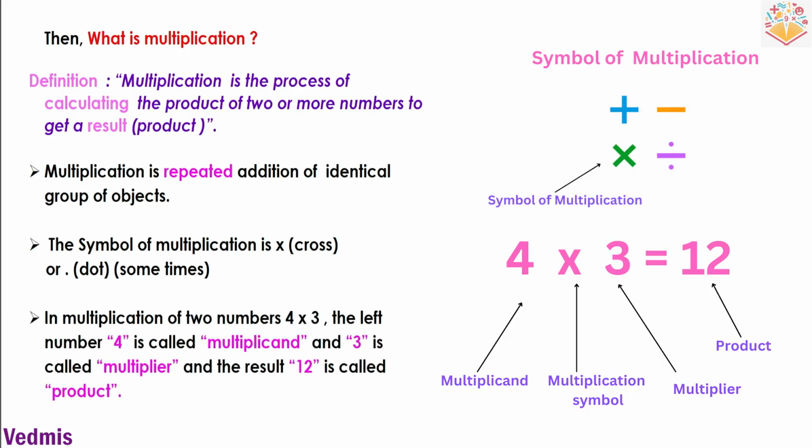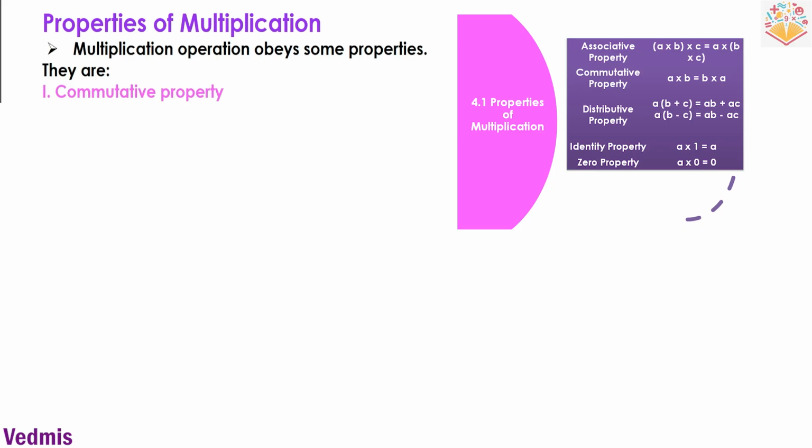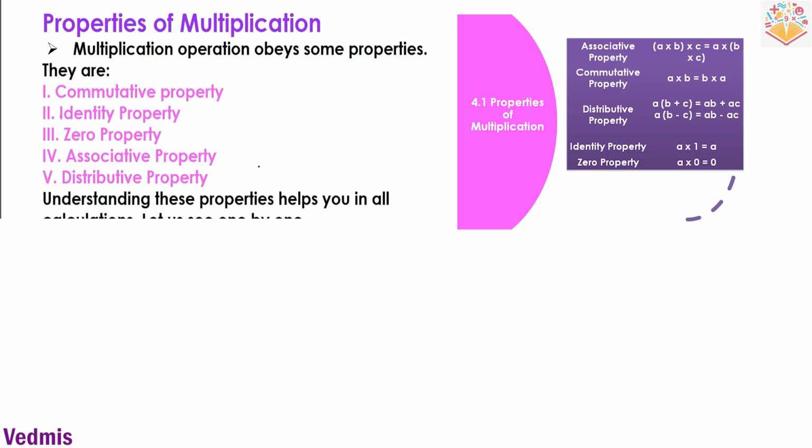In multiplication of two numbers, say 4 into 3, the left number 4 is called the multiplicand and the right number 3 is called the multiplier. And the result is called the product. Like addition and subtraction, multiplication also obeys certain properties. They are: first one is commutative property, identity property, zero property, associative property, distributive property. Understanding these properties helps you in all calculations. Let us see one by one.